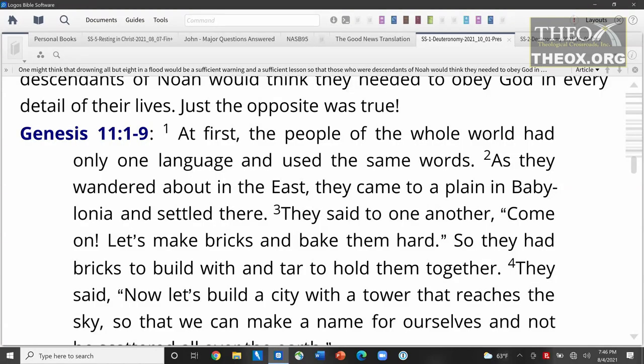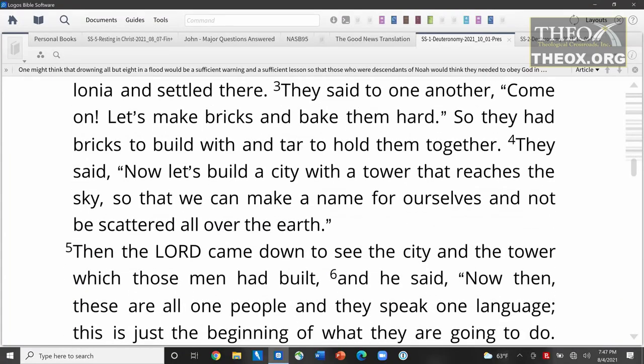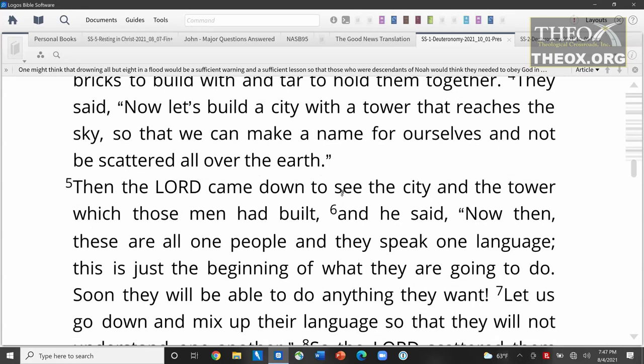So we read in Genesis 11, 1-9 from my Good News Bible, "At first, the people of the whole world had only one language and used the same words. As they wandered about in the east, they came to a plain in Babylonia and settled there. They said to one another, 'Come on, let's make bricks and bake them hard.' So they had bricks to build with and tar to hold them together. They said, 'Now let's build a city with a tower that reaches the sky so that we can make a name for ourselves and not be scattered all over the earth.'